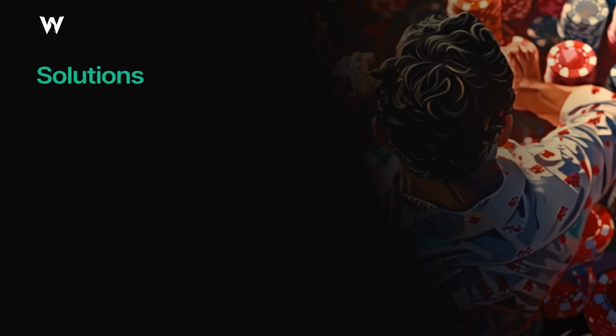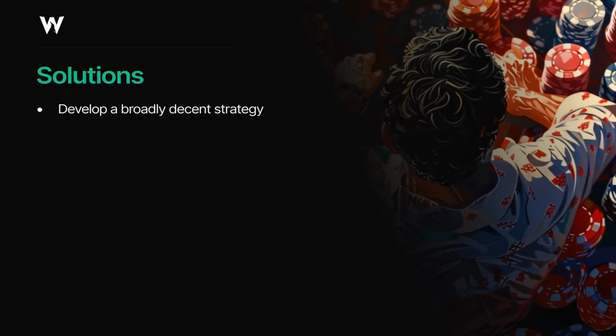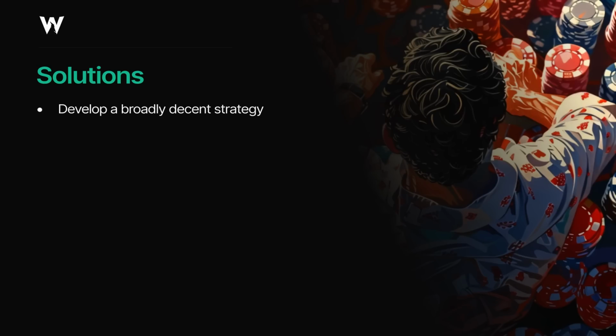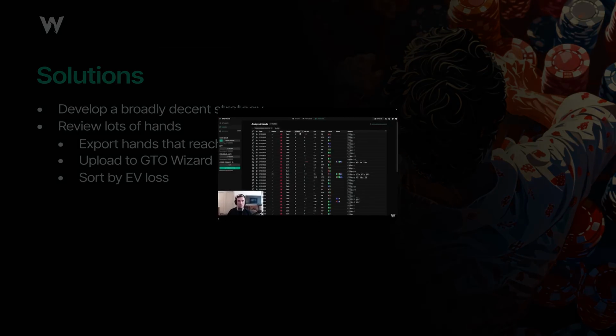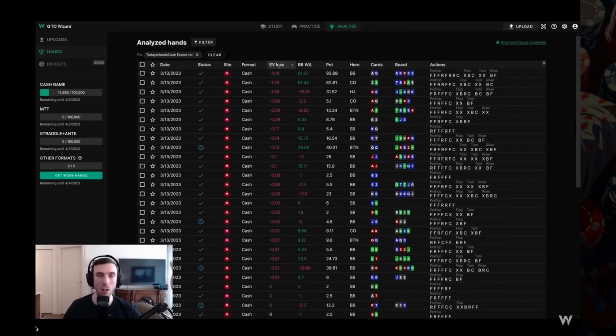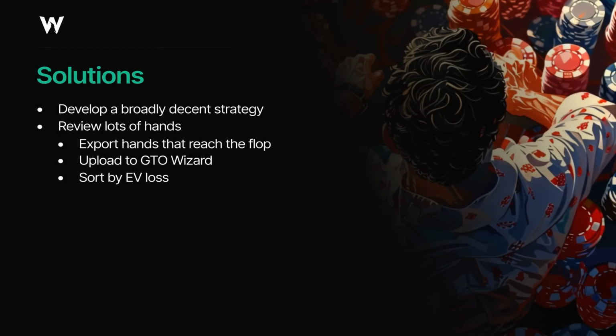So what should we do? You need to develop a broadly decent strategy instead of a sometimes great but mostly bad strategy. You need to review lots of hands. My personal recommendation is that you export your hands that reach the flop each session and you upload them to GTO Wizard. GTO Wizard will give you a GTO score and an EV loss, and then you can use these numbers to sort the hands by the spots in which you are actually making the biggest mistakes instead of the spots that you care about the most.